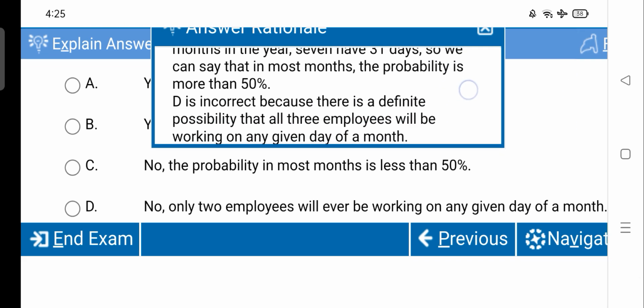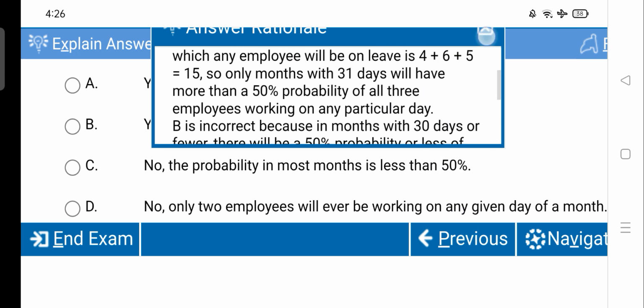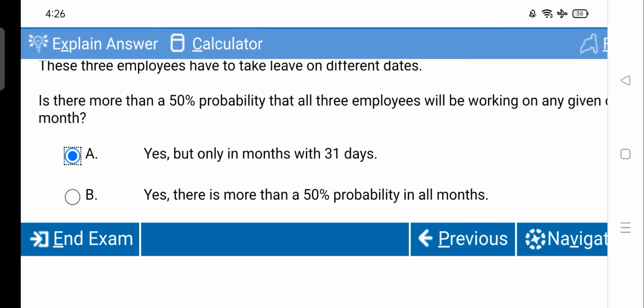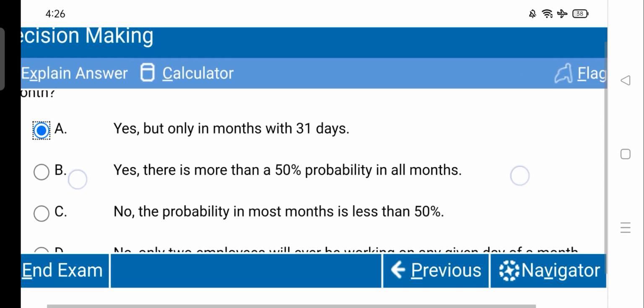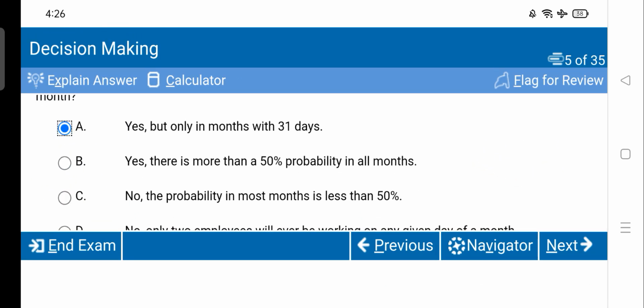Option D is incorrect because there is a definite possibility that all three employees will be working on any given day of a month. So here the correct option is option A, which says yes, but only in months with 31 days.